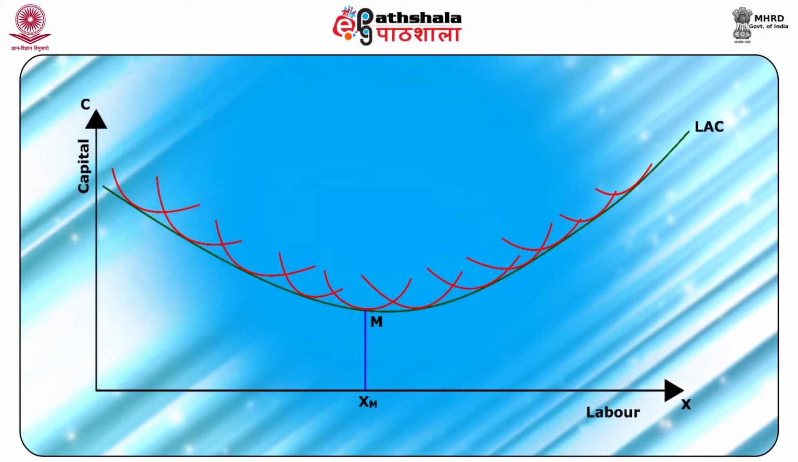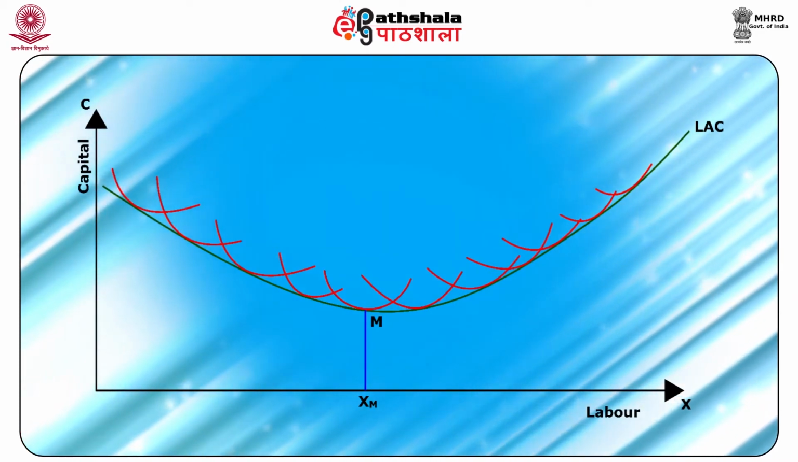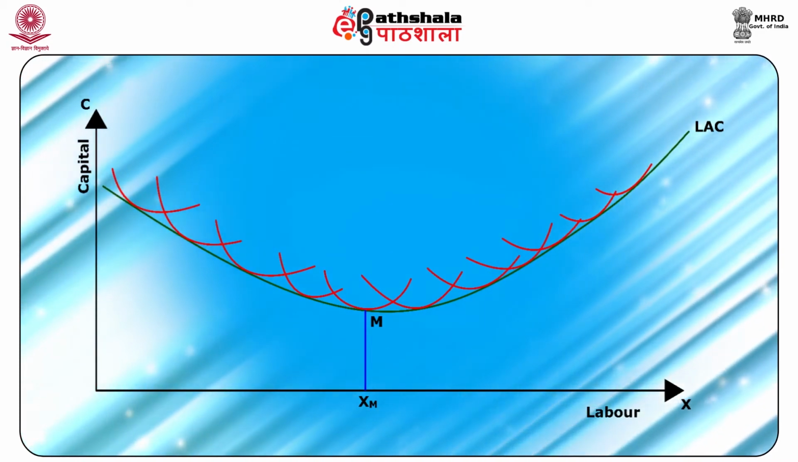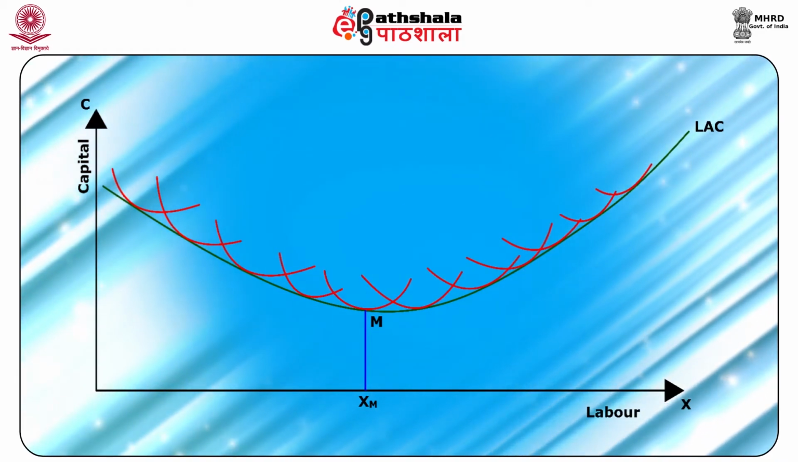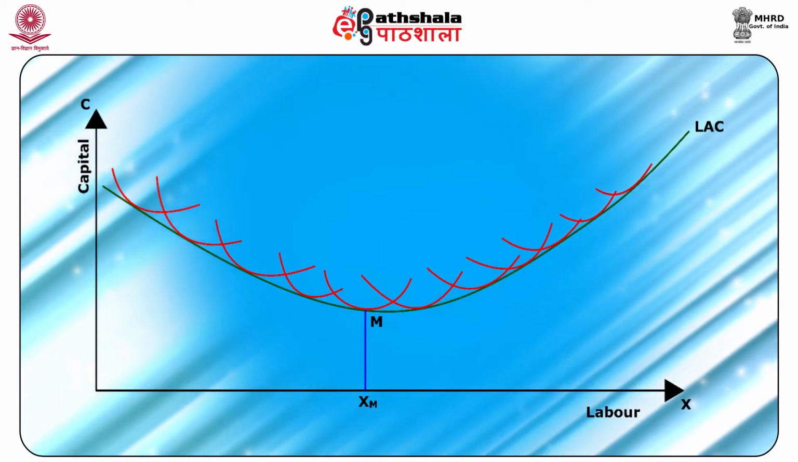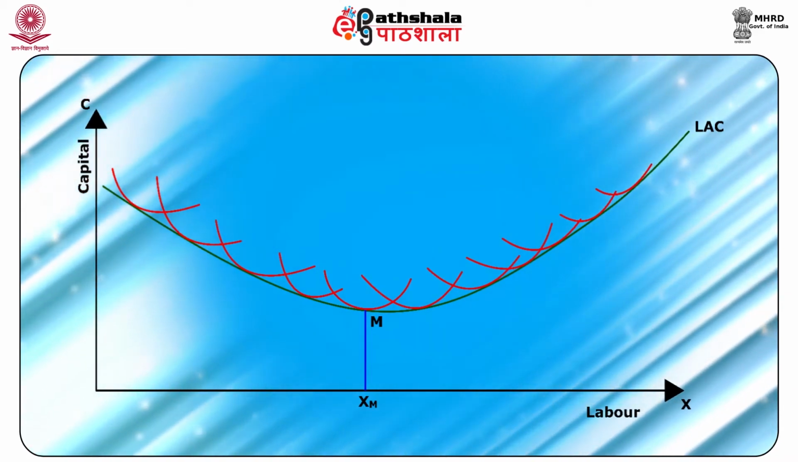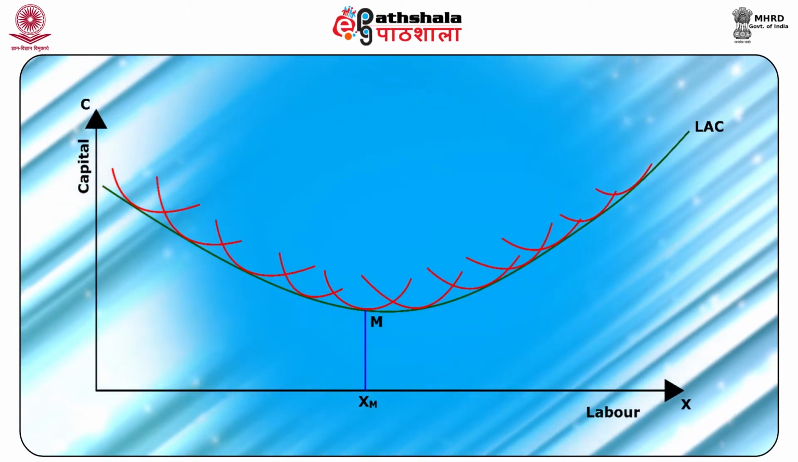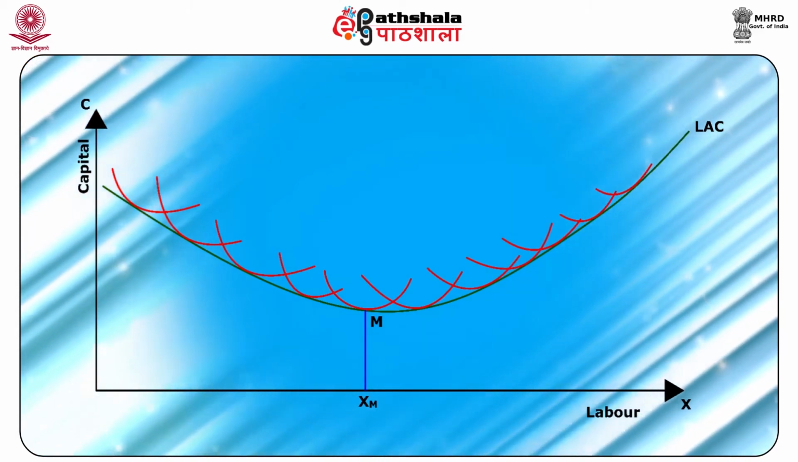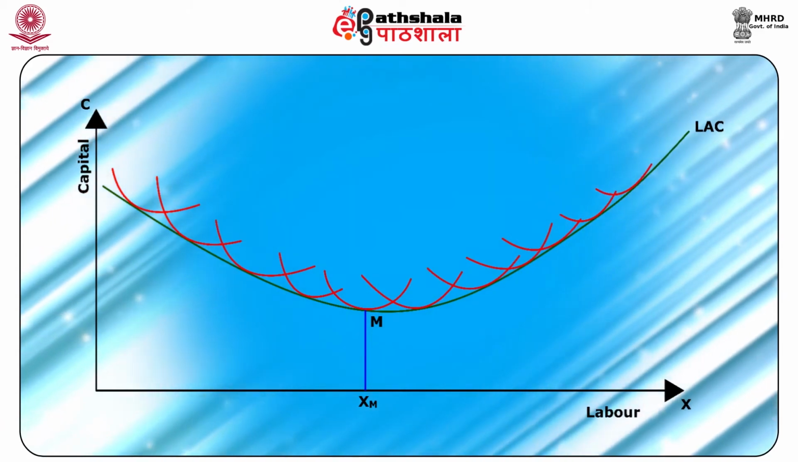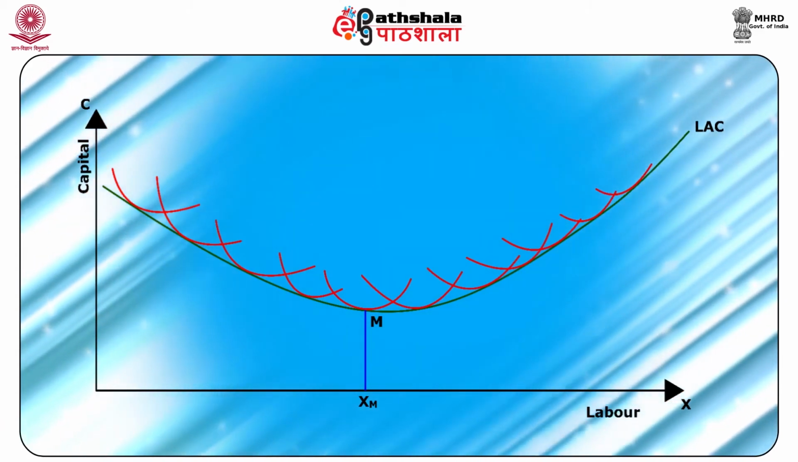LMC shows the change in long run total cost per unit due to change in output. The long run marginal cost curve LMC is derived from the short run marginal cost curve SMC. It is derived from the intersection point of the SMC with the vertical lines drawn from the tangency point of corresponding SAC and LAC curves.